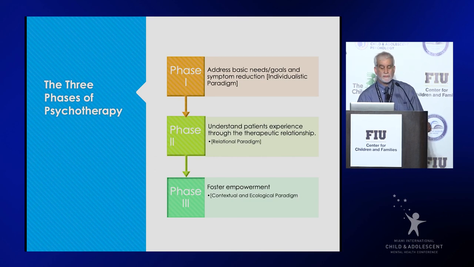So these are the three phases. The first one, phase one, is basically addressing the basic needs and goals, symptom reduction, and making sure that people are safe. It's more of an individualistic paradigm, if you will, and also it encourages you to use evidence-based approaches as much as possible. So if we have an intervention that has been proven to be helpful to reduce depression, let's use it. Let's do everything we can to help that child get better as soon as possible.